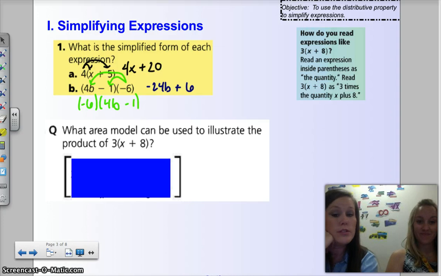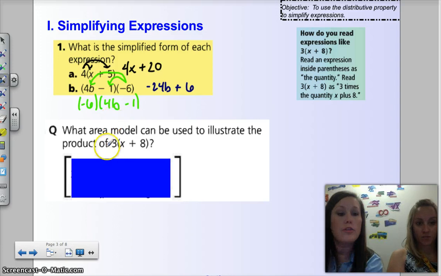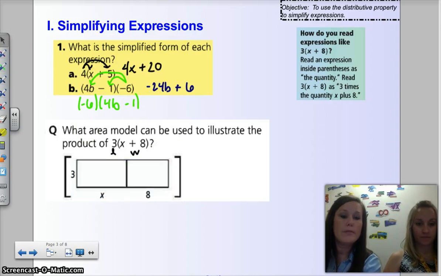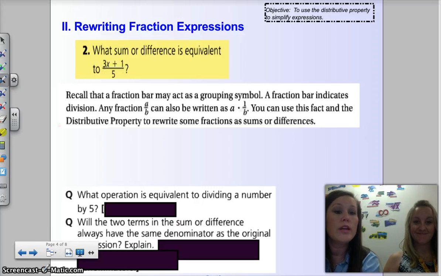All right, let's look at this area model at the bottom of the page. What area model can be used to illustrate the product of 3 times x plus 8? So 3 being our length, x plus 8 being our width. Again, you can see the length of 3 and the width of x plus 8. They've separated the x and the 8, so the bar is representing the plus sign.